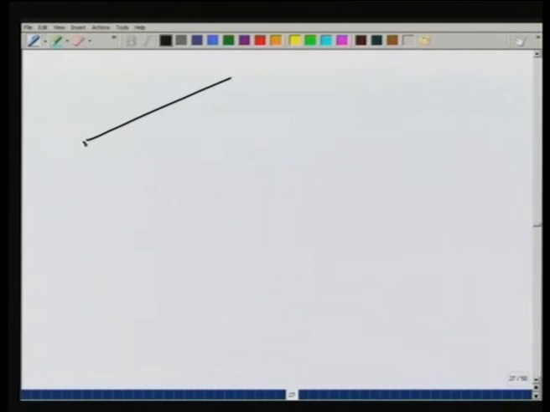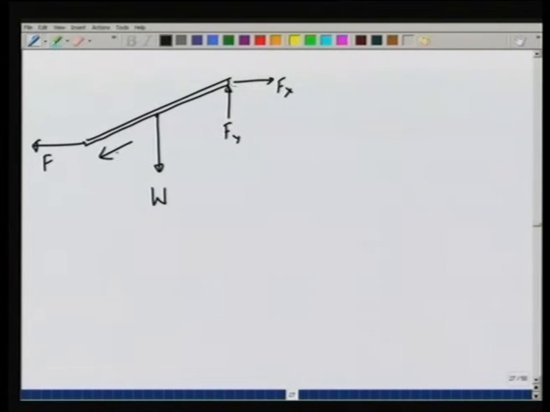Let me make this picture again. So, this is the berth, you have pulled it out with force F, this is being pulled down by its own weight W, you are applying force F, and F_y and F_x are being applied by the hinge. The length of the rod is L. There are torques, when I take torque about this point, being generated by the weight W and the force that I am pulling with.